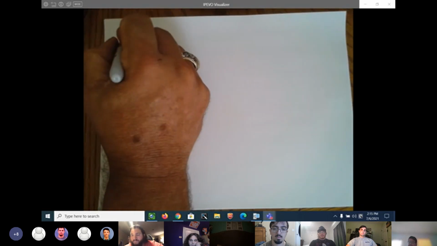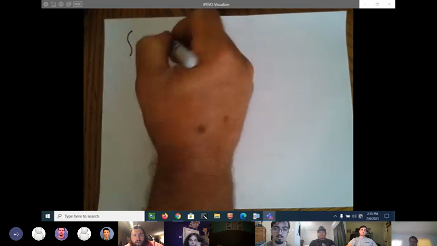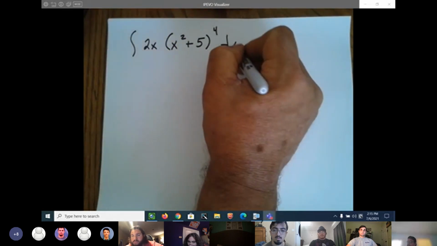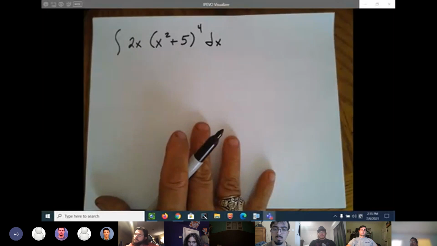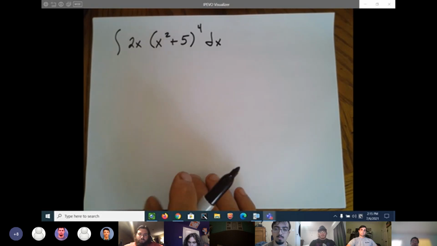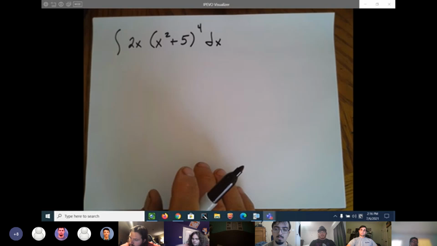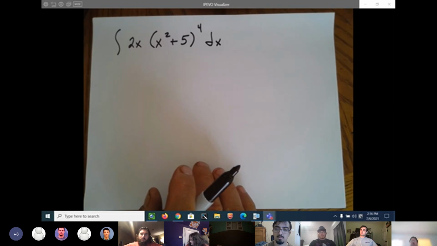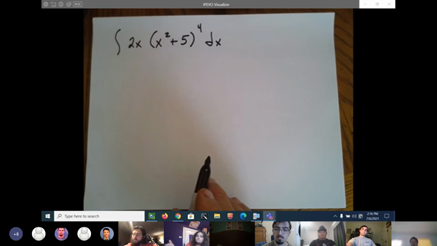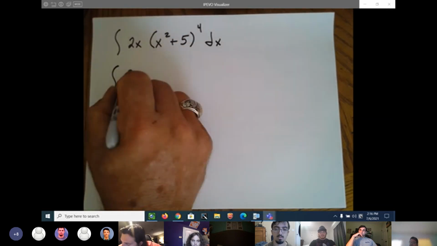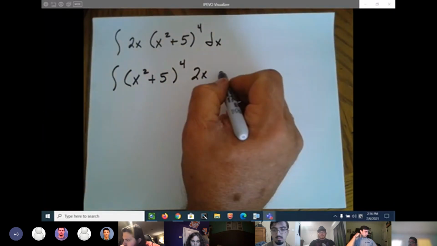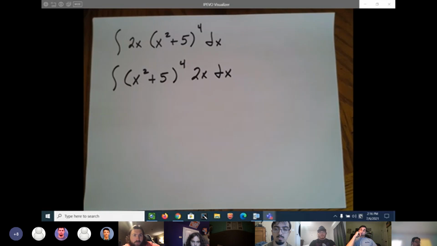So here's an indefinite integral: 2x times (x squared plus 5) to the fourth power dx. All right, let's use substitution. What do we do first before we even start the calculus? What did I tell you to do? Look in your notes. What did I tell you to do before you even start substitution? Rearrange, rewrite it. So I'm going to rewrite it, and that's going to be (x squared plus 5) to the fourth power times 2x dx. Now somebody tell me, what am I going to make u equal to?